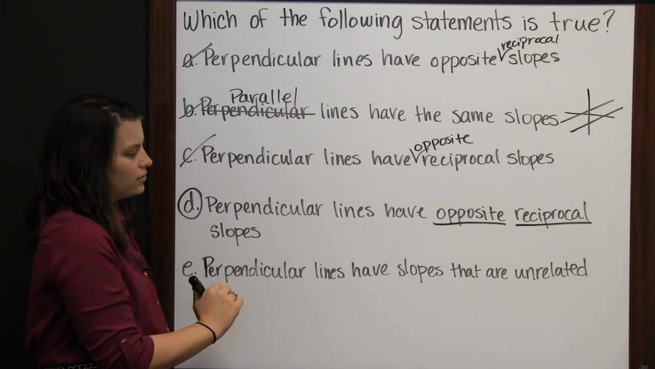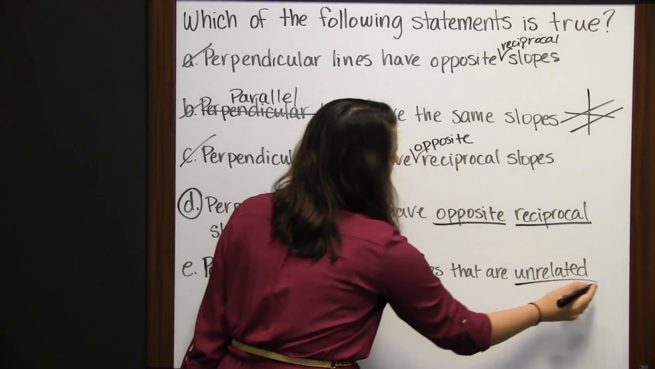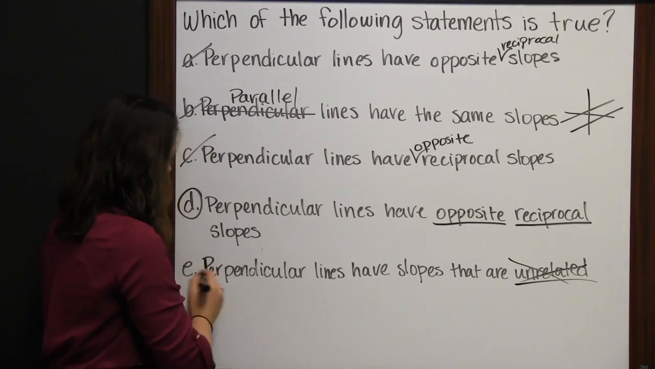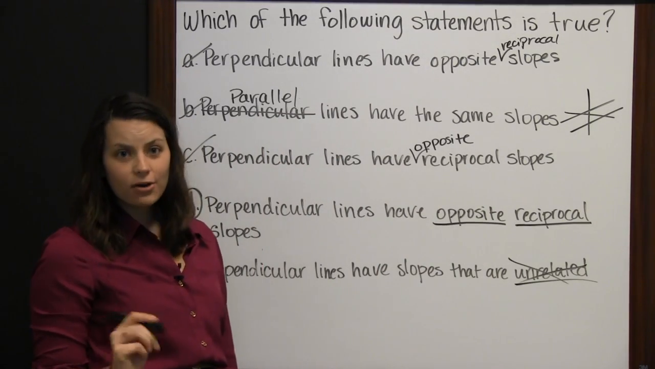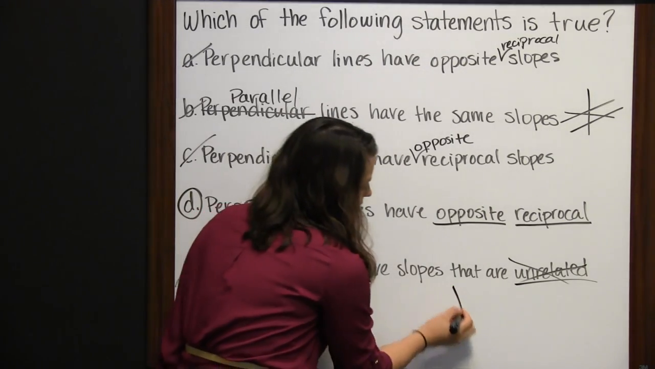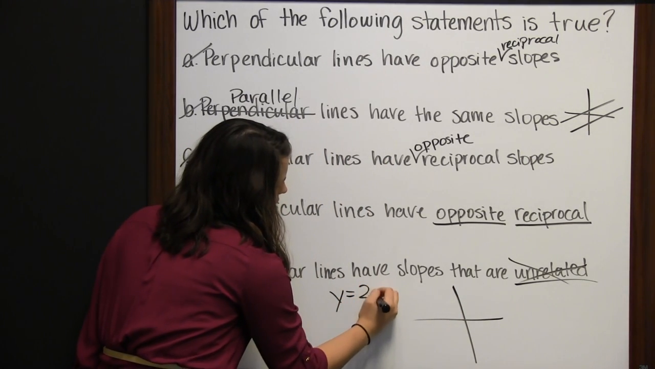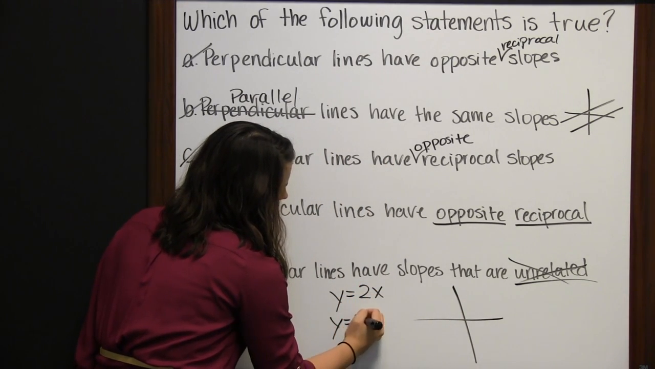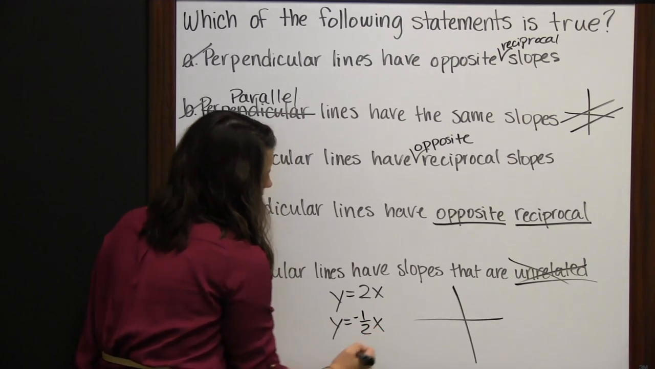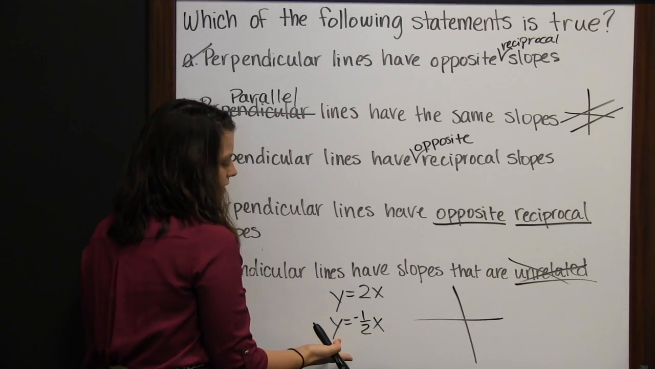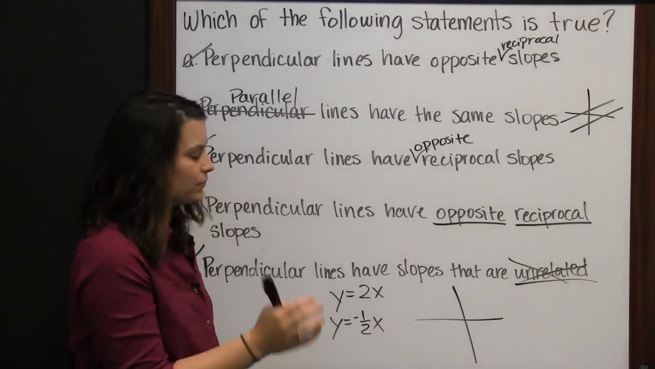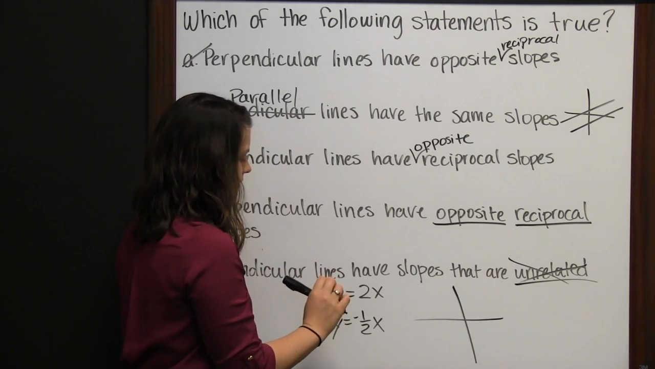And E is also not true. It says they're unrelated. Oh, that is so not true. They definitely are related. For instance, let's just take the graph of y equals 2x and y equals negative 1/2x. These are two lines that have opposite reciprocal slopes.